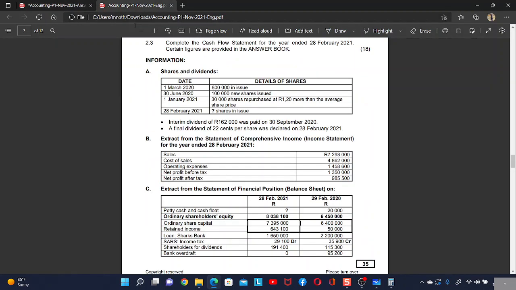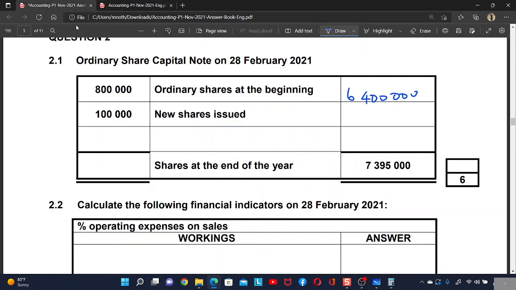And then we have the buyback of shares. So we have the buyback of shares of 30,000. So 800 plus 100, minus 30, is equal to 870. Now, this is our buyback.